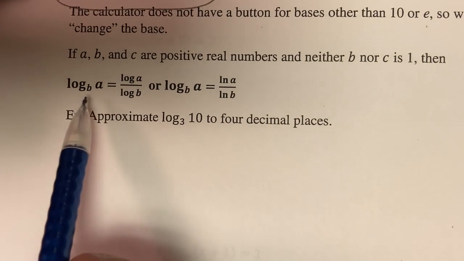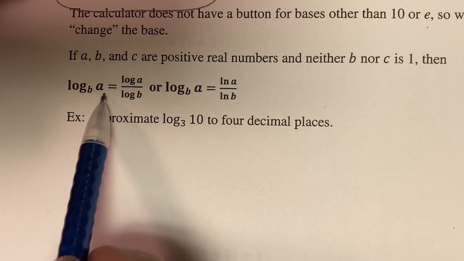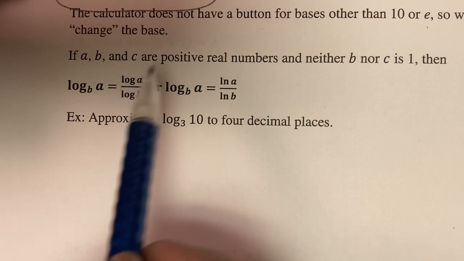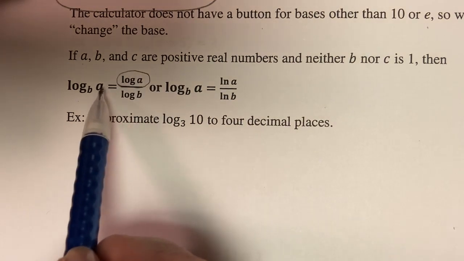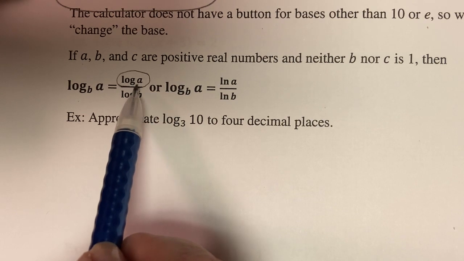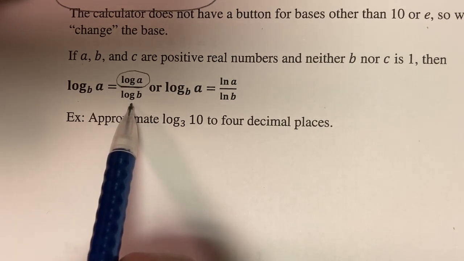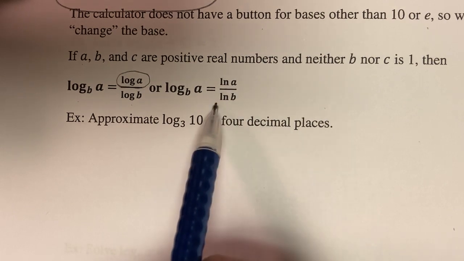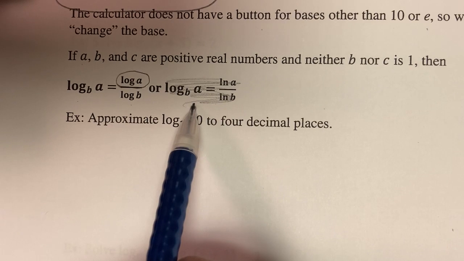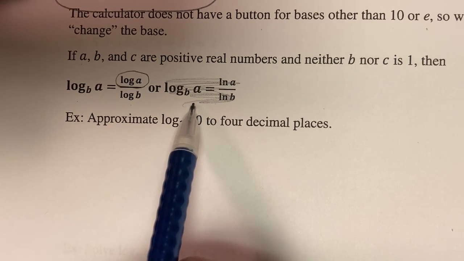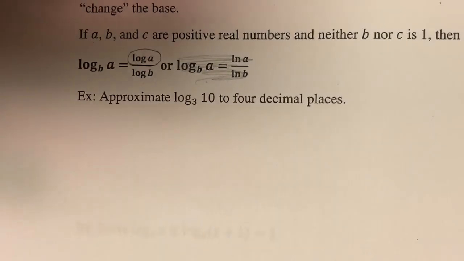Okay, so here's what it says. If I want to find the log base b of a, it's simply, so this is going to change the base, the log of a, and notice that's a common log of a, divided by the common log of b. It's true also for natural logs, but people rarely do that. I would just stick with the common logs. Just use the LOG button. It just makes sense.